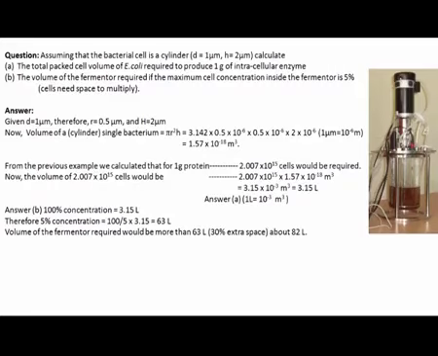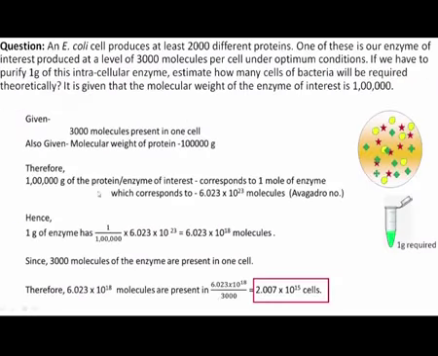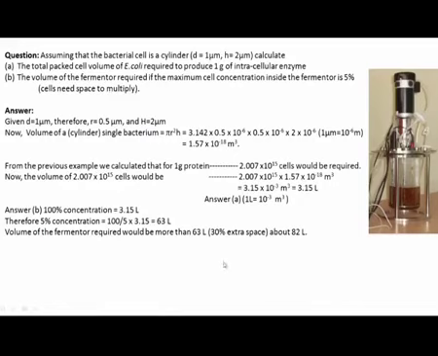How many cells are required? In the previous example, we just calculated that we need 2.007 into 10 to the power 15 cells. Taking that number, what would be the volume of 2 into 10 to the power 15 cells? This multiplied by that, and if you do so, it is 3.15 into 10 to the power minus 3 meter cube. Since 10 to the power minus 3 meter cube is 1 liter, you have 3.15 liter, that is the packed volume of cells that are required.